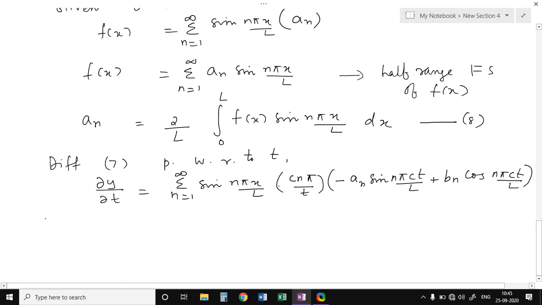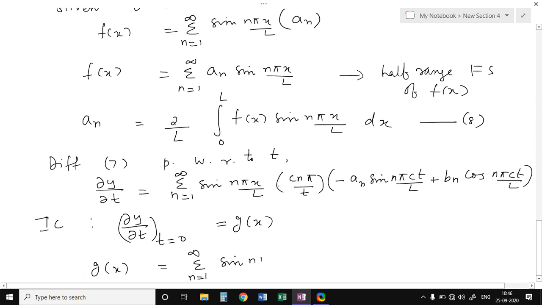Now we will apply the initial condition. So the initial condition is ∂y/∂t at t equal to 0 is g(x). So put t equal to 0 in this equation. So we will get g(x) is equal to sigma n varies from 1 to infinity sin(nπx/l) cnπ/l bn. Okay, here it is bn. Now this is true for all x.